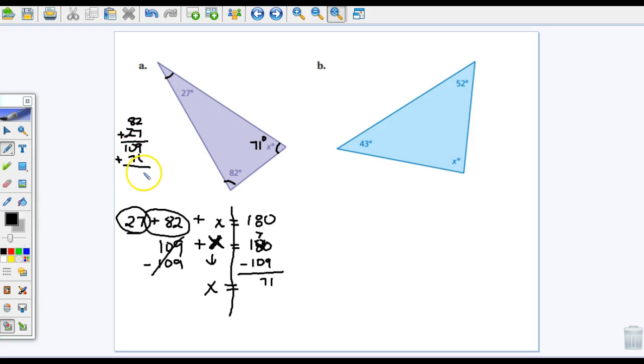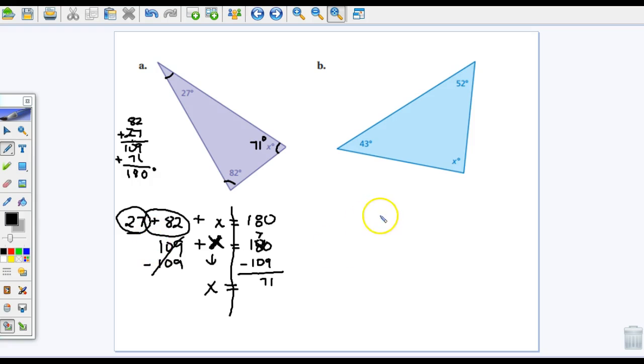9 plus 1 is 10. Carry my 1. 1 plus 7 is 8. 1 plus 0 is 1. 180 degrees. So it works, right? Perfect. Go ahead and push pause. Copy this down. And then copy this next problem down because we're going to do this one together.